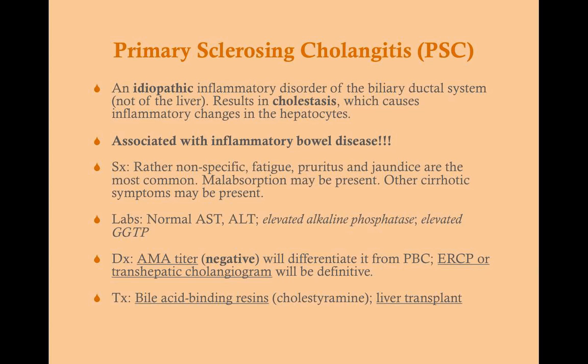So this will be negative. AMA will be negative. And the definitive way to diagnose primary sclerosing cholangitis is to directly visualize the bile ducts. And you can do that via ERCP. So you stick an endoscope down the mouth and into the duodenum and up through the ampulla, or you can just do a transhepatic cholangiogram. Those will be definitive, so you're actually visualizing the biliary ducts.